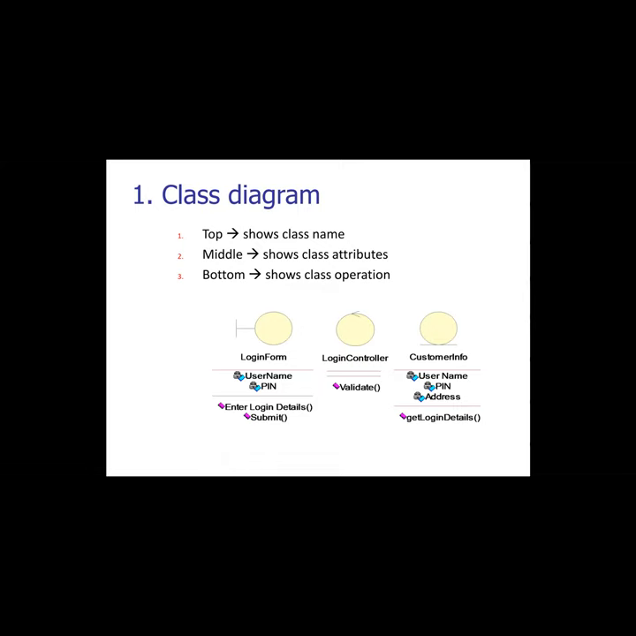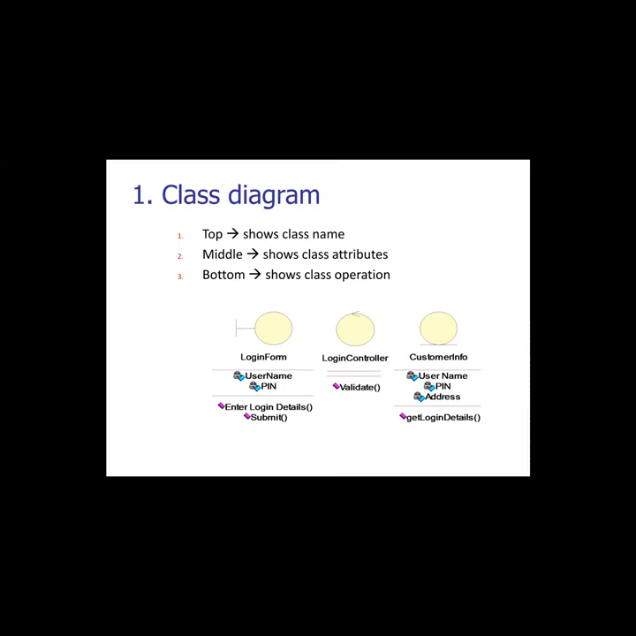So here, say for example, they are using the login form class with username and PIN number. The functions are login details and submit. So the class name is login form, and the attributes used in that particular class are username and PIN number. And what are the functions you are performing now? Login details and submit button.